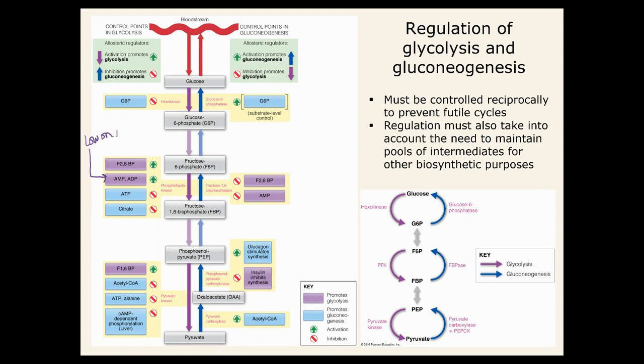Low on ATP means high amounts of ADP and AMP. So ATP can dephosphorylate to ADP, ADP can dephosphorylate again to AMP. So triphosphate to diphosphate to monophosphate. Okay, if you're low on ATP, you're going to be high on ADP. See the purple boxes, that means you're going to promote glycolysis, which means these are going to want to go to pyruvate.